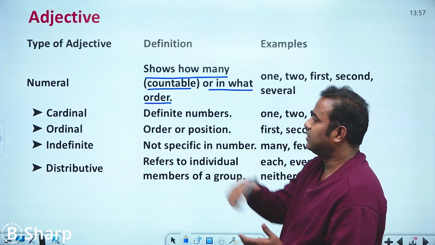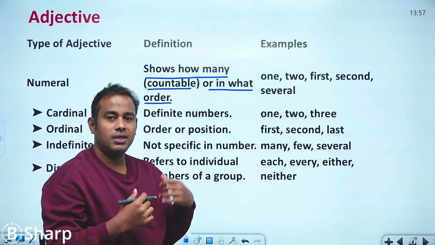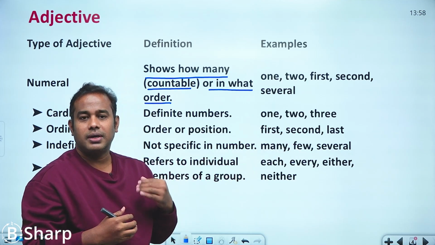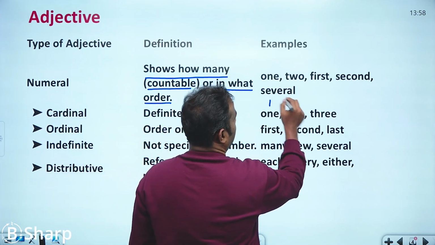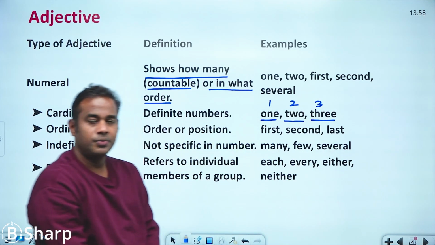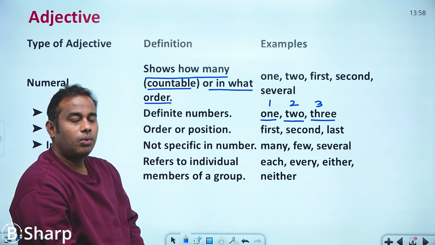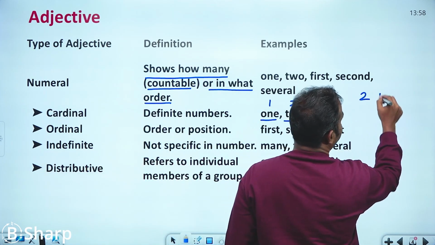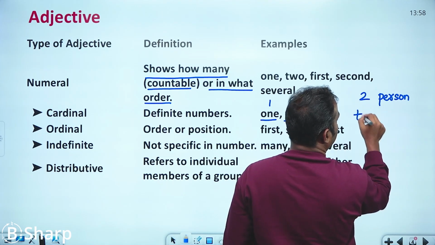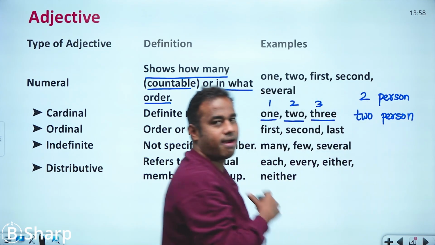Cardinal means definite numbers. Generally when we write numbers as 1, 2, 3 like this, instead of every time giving them in numeral form, you can write these numbers in word form. That is called cardinal adjectives. For example, I have two persons in my studio. Instead of writing numerals, this is basically the right way of saying it.